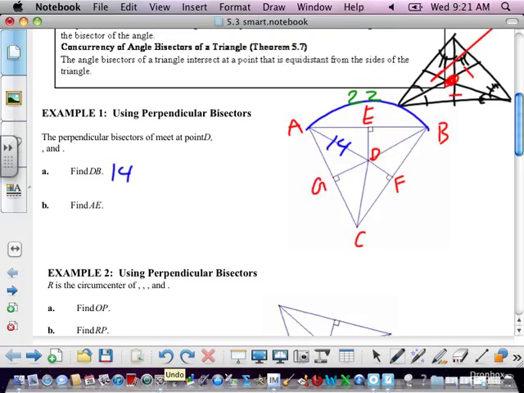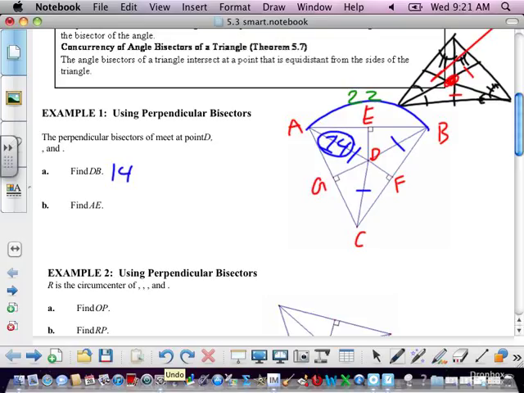Okay, and I'm going to make a little mark on here to explain this. AD, DB, and DC are all congruent to each other because it's a perpendicular bisector. Okay, to make sure we don't think that's 141.